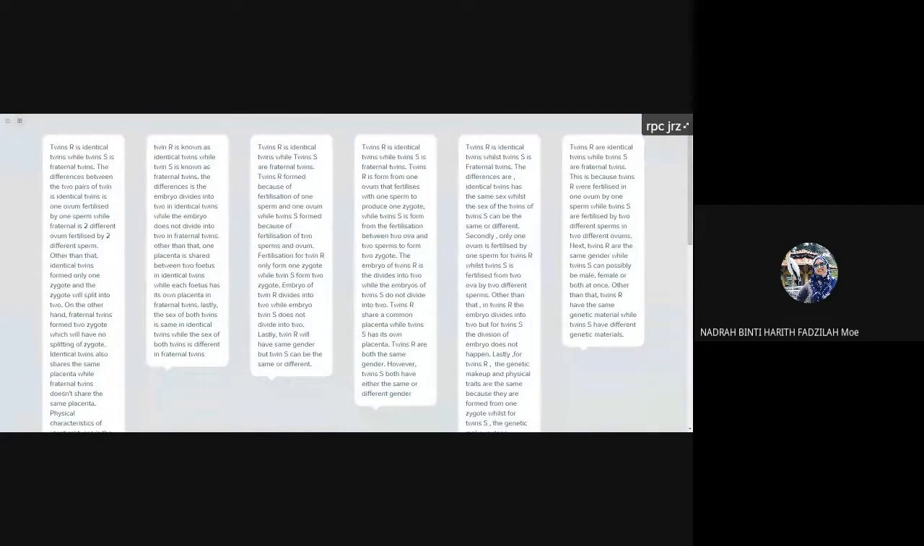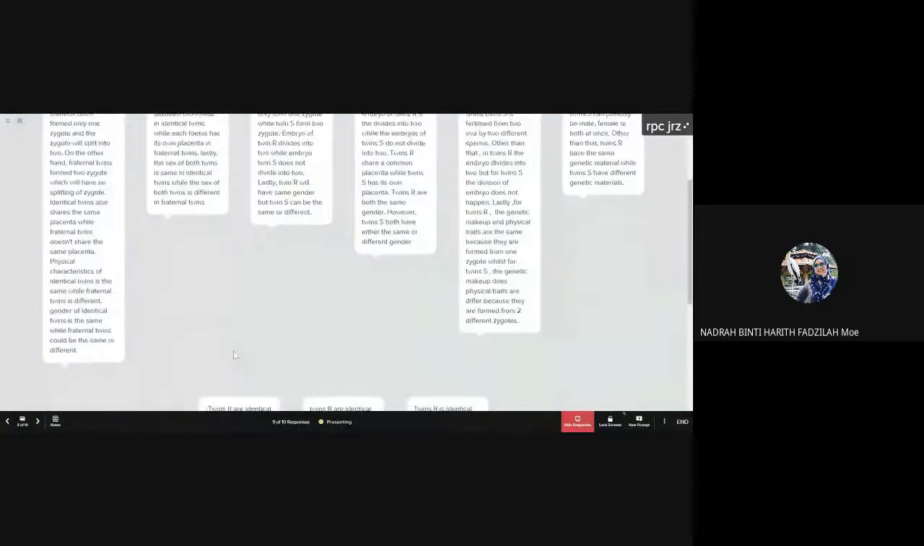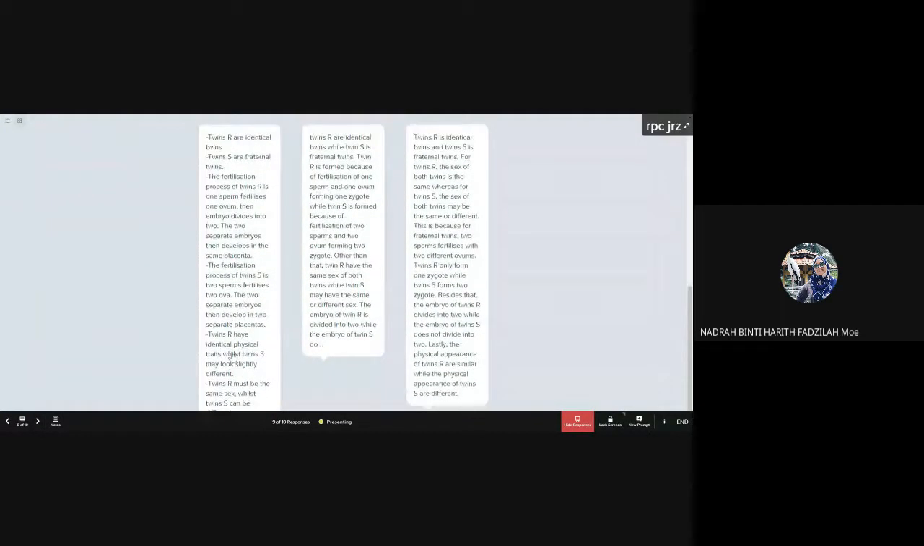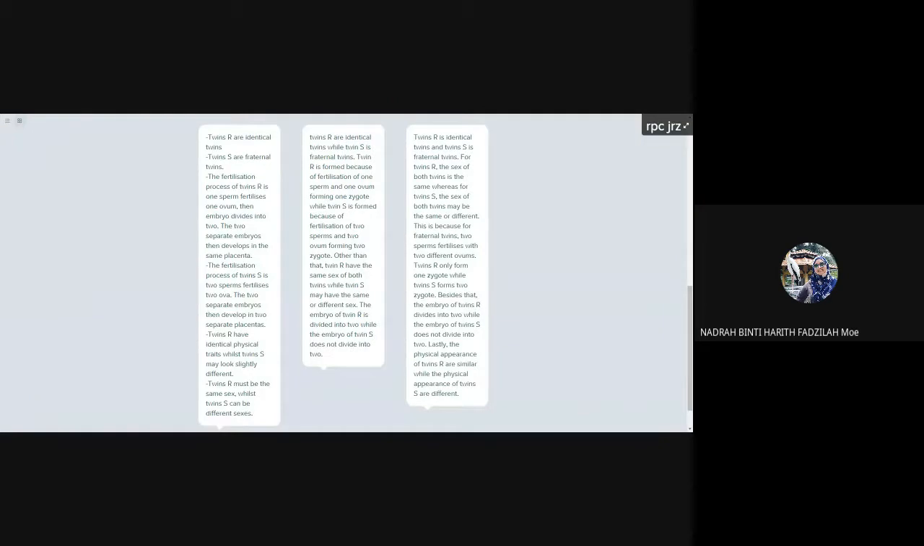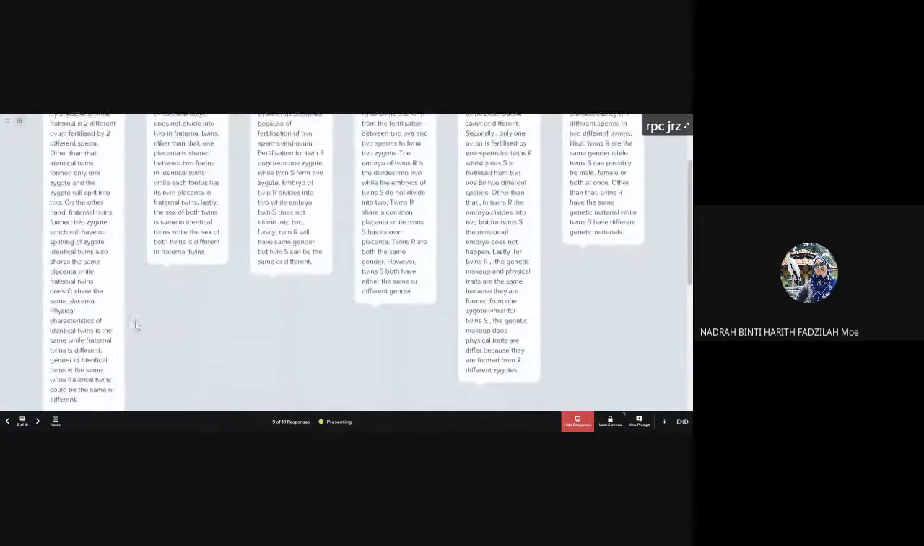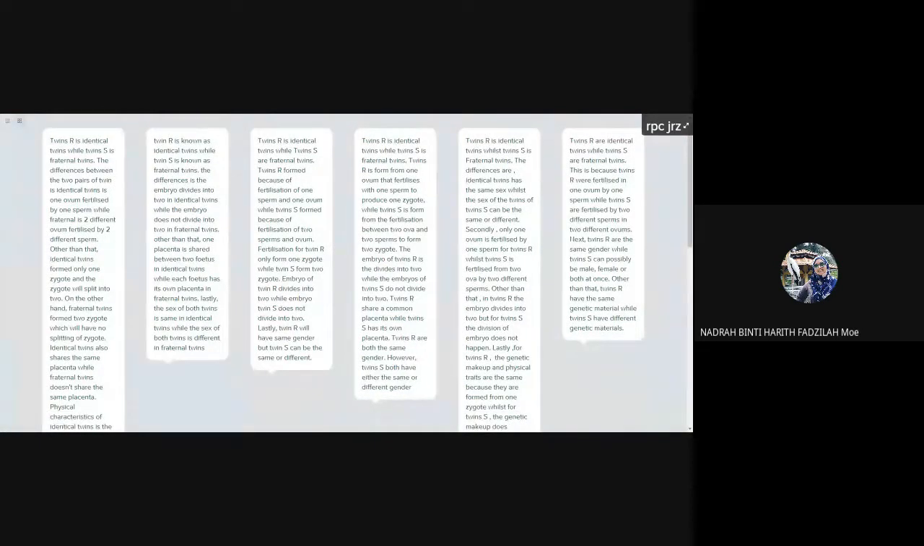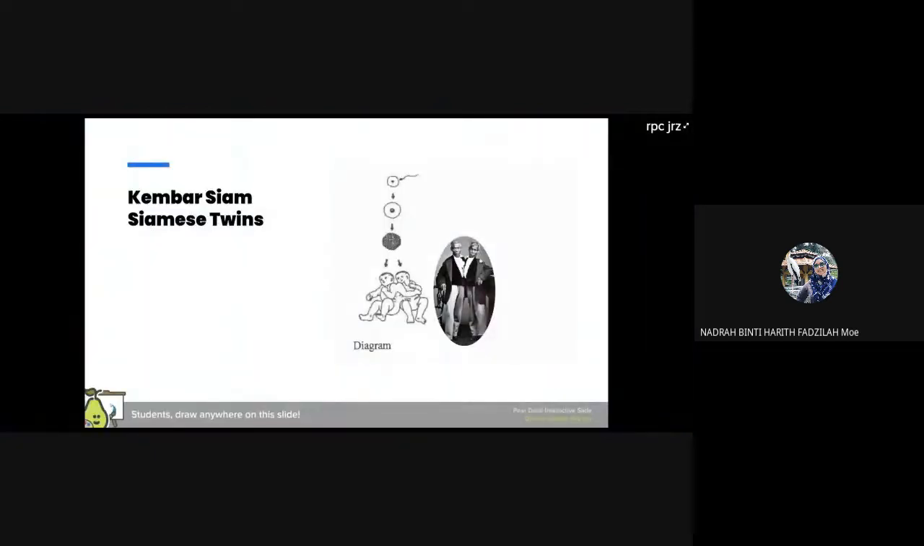Saya suka istilah dalam bahasa Melayu dia. Bahasa Melayu kita panggil bertanggam. Blastocista tu bertanggam pada dinding endometrium. I like that. I like that term. And then we also have discussed about the role of placenta. Okay. Dan sekarang kita tengah discuss pasal fraternal and identical twins kan. Okay, last kali kita nak tengok Siamese twin lah.